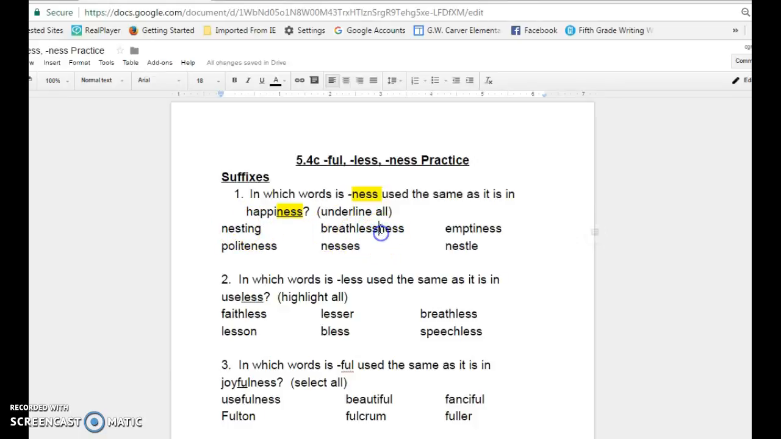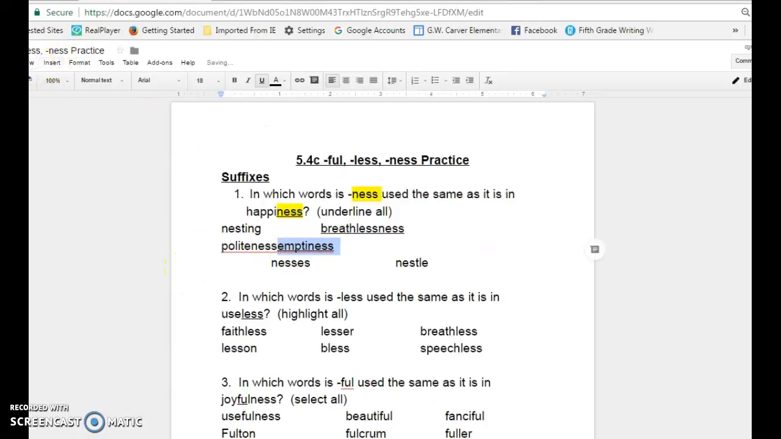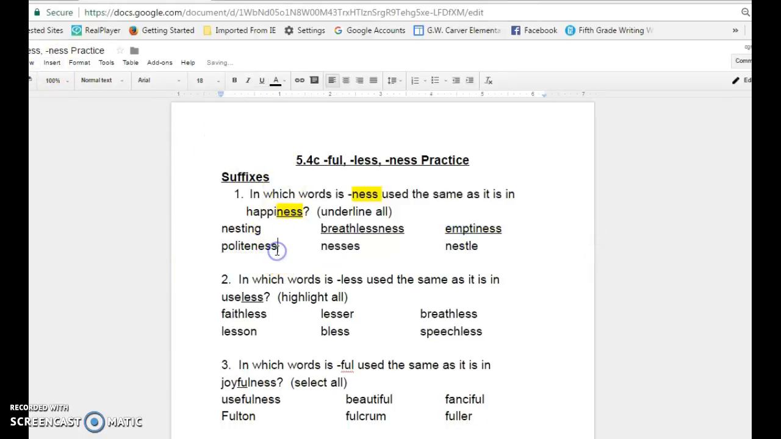Let's look at breathlessness. Does that mean a state of being breathless? Yes, it does. So we are going to underline breathlessness as one of our answers. Emptiness. Does it mean a state of being empty? Yes, it does. That is one of our answers. Politeness. Does it mean a state of being polite? Yes, it does. Sorry, I don't know what just happened there. So we need to underline it as one of our answers.